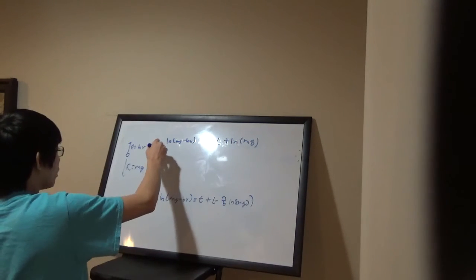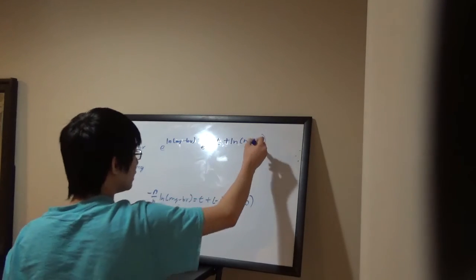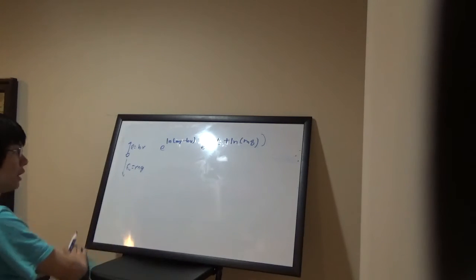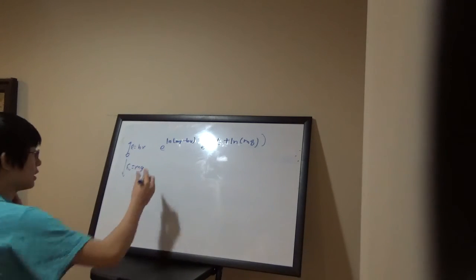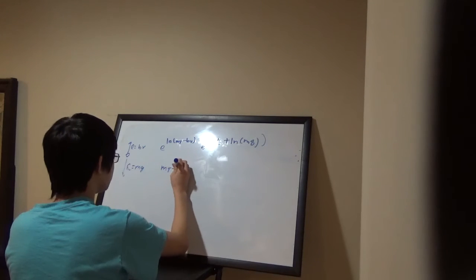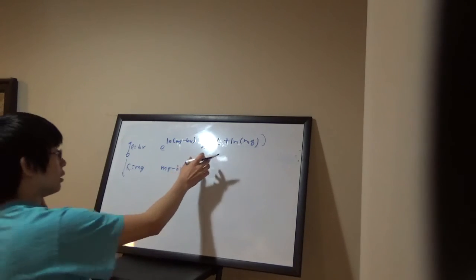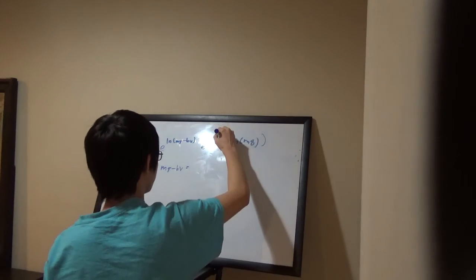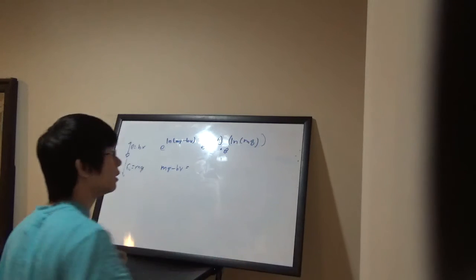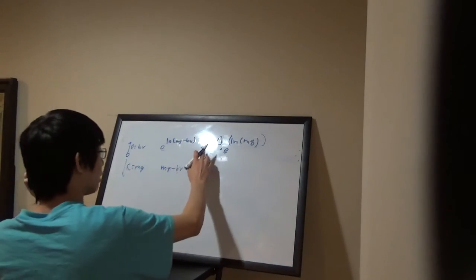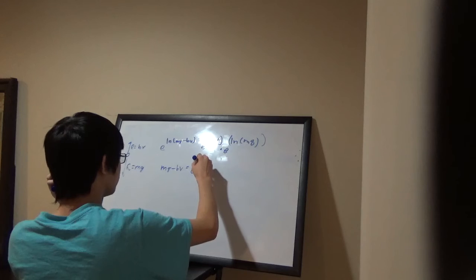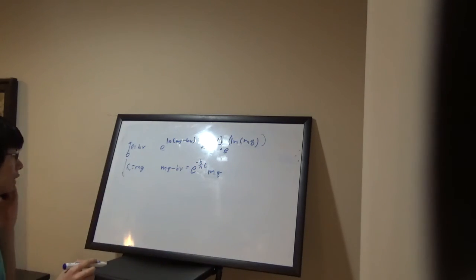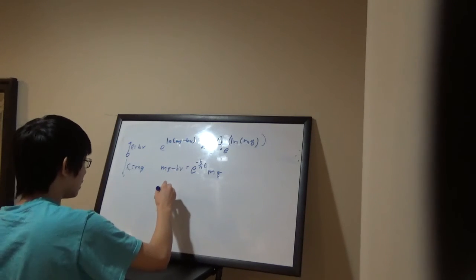Now I do e to the power of both sides. What do I get? Well, e's and ln's cancel out. E to the power of ln x is just equal to x. So this side, I just get mg minus bv. What do I get on this side? Well, I can split this up into e to the power of simply this, multiplied by e to the power of simply this, by using my exponent rules. So I get e to the power of negative b over m t, multiplied by mg.